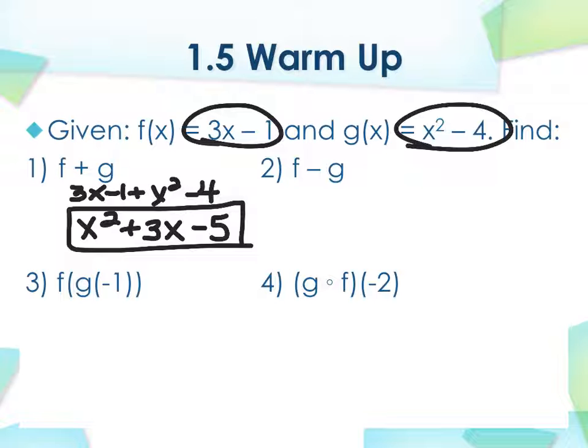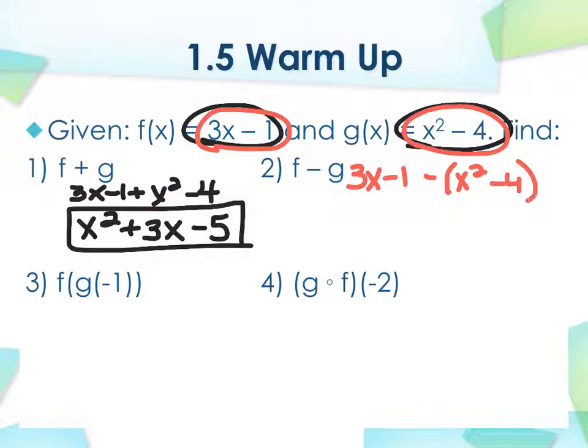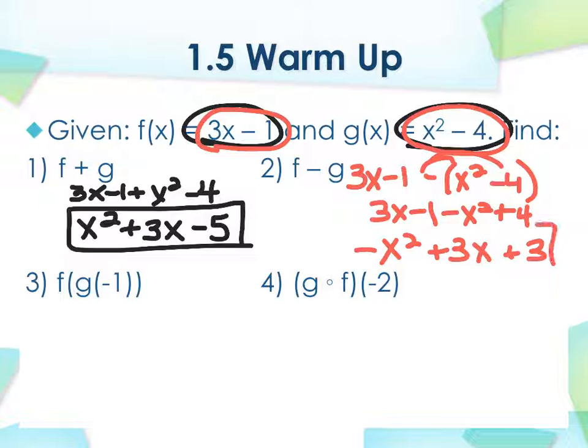Number 2 says f minus g, so this time I'm doing this minus this. So 3x minus 1 minus, and the biggest mistake here is not carrying that negative to both the terms after it. So make sure it changes both. 3x minus 1 minus x squared plus 4. And I get negative x squared plus 3x plus 3.